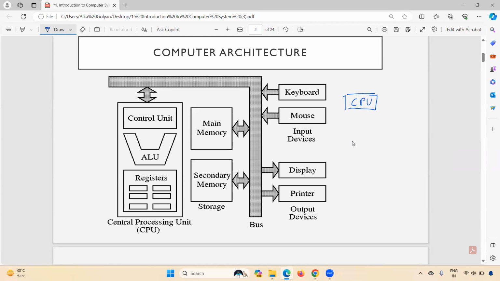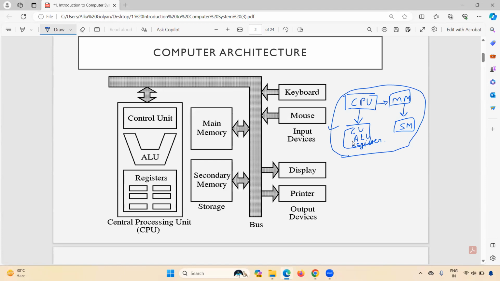In this, the CPU has many units, that is CU, AU, ALU, and registers. And then the CPU is connected with main memory, and then main memory is connected with secondary memory. So you must have seen this diagram before. This diagram is representing it like this.